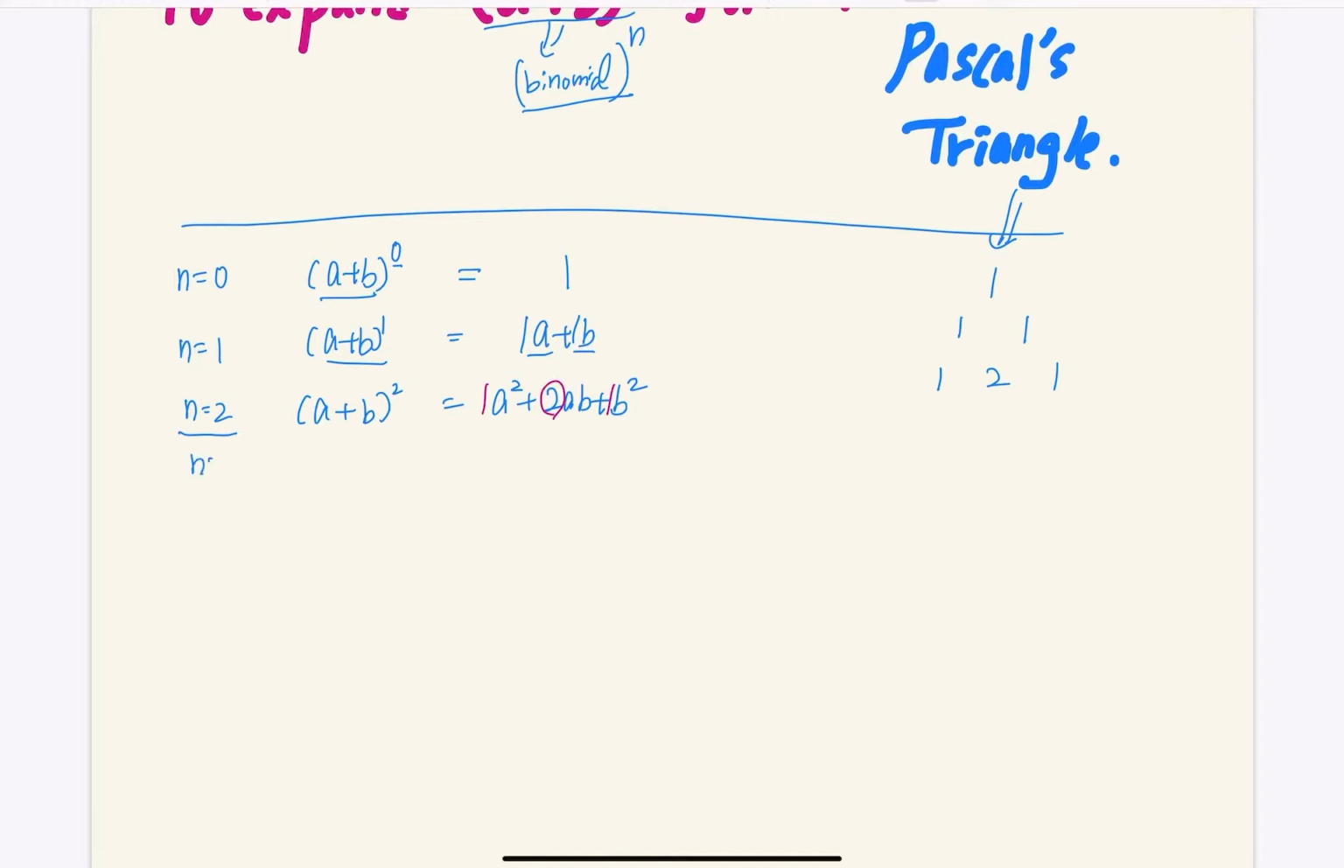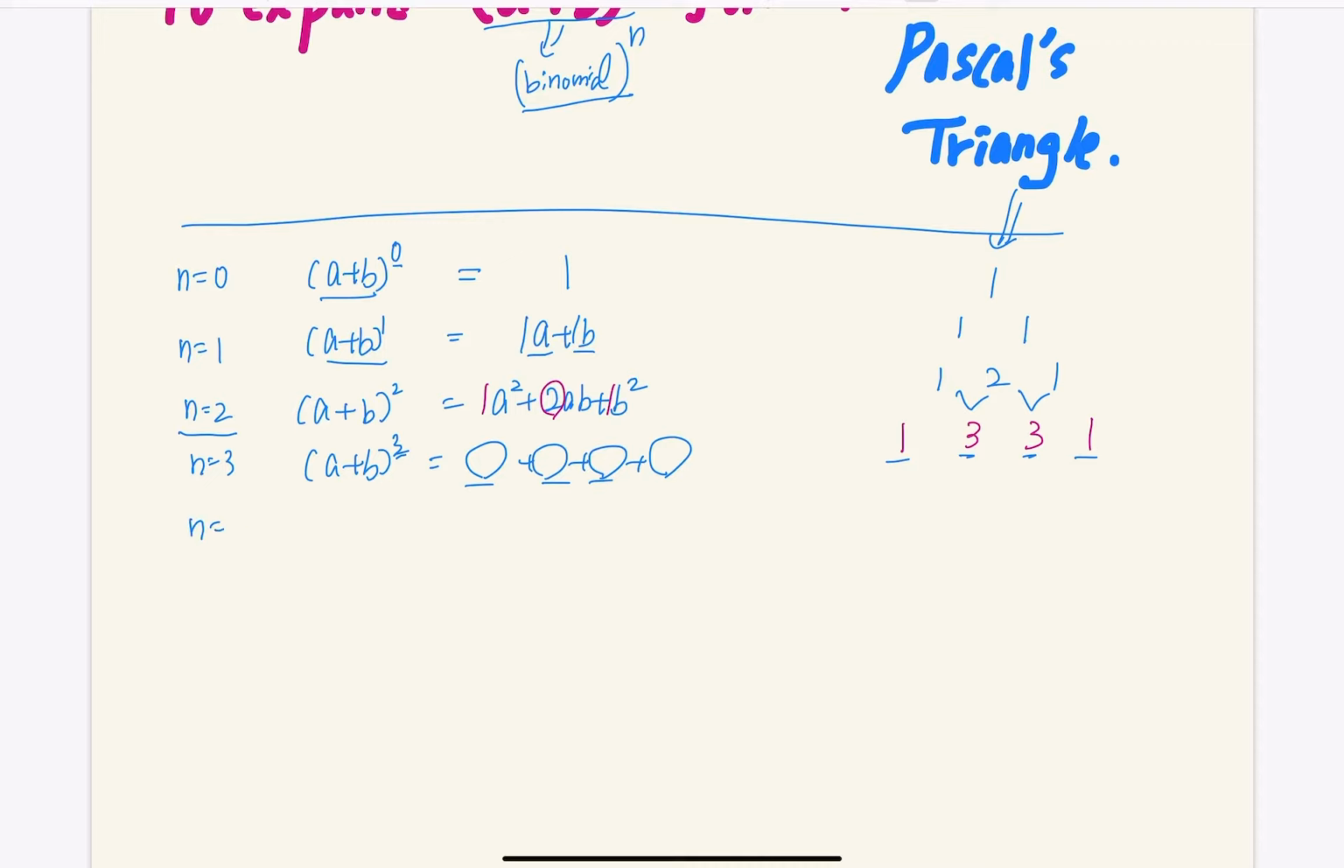After 2, I'm not going to expand (a + b) to the third power. If there is a 3 in the exponent, we're going to have 4 terms. In the expanded form, we have 1, 2, 3, 4 terms. So in Pascal's triangle, we should make 4 numbers: 1, 3, 3, 1. How did I get these numbers? At each end of Pascal's triangle, we use only 1. This 3 is the sum of these two numbers. So we can guess the next numbers.